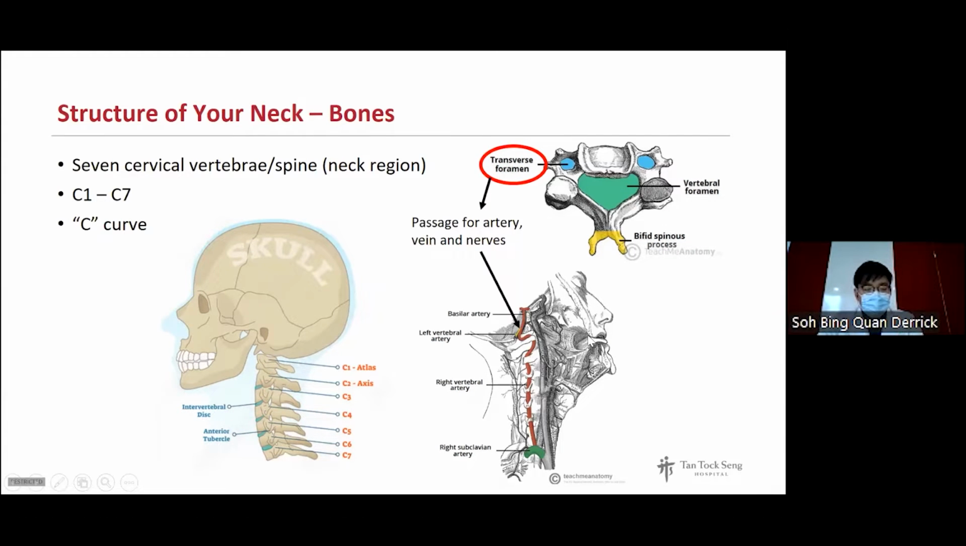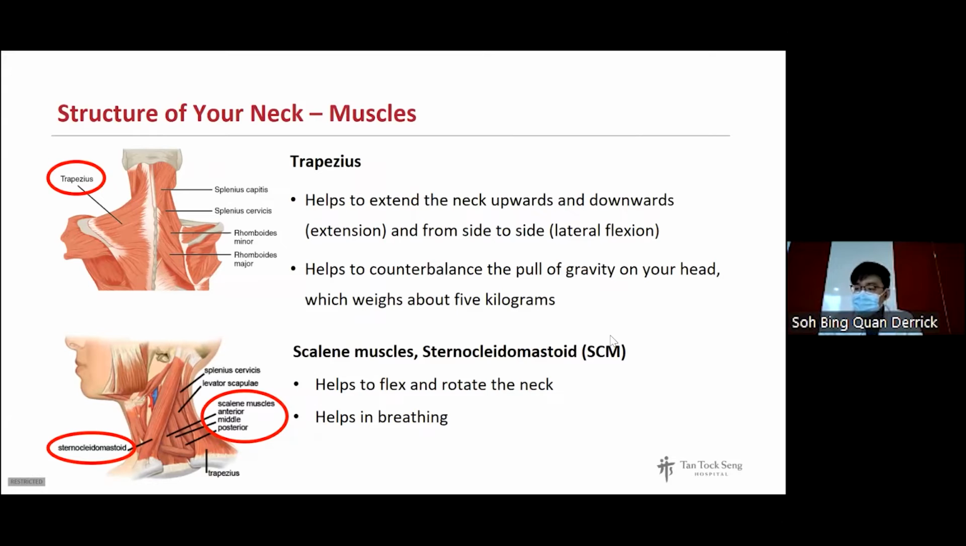Okay, next one, I touch on the muscles. There are a lot of muscle groups around the neck, but I'll briefly go through the few main ones. I'm introducing to you the trapezius. The trapezius is one of the very big muscle groups behind the neck. It helps you extend your neck upwards and downwards like this, and also side to side flexion, which we call lateral flexion.